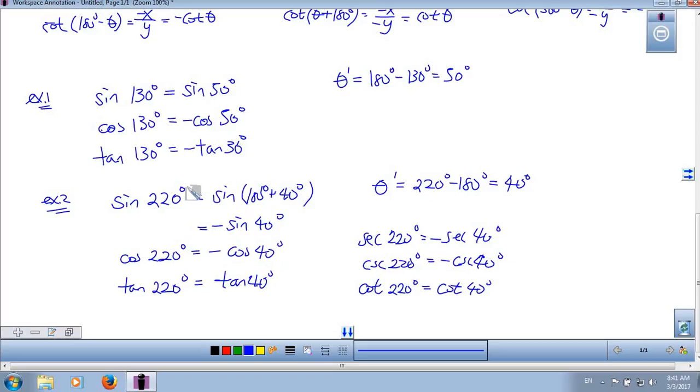So this way we can relate anything back to the first quadrant, and this will help us greatly. It gives us a different, more efficient method to deal with the angles that we have.